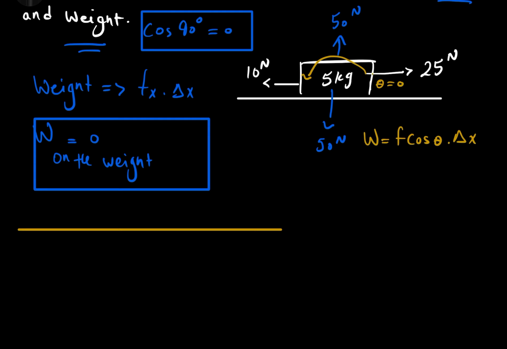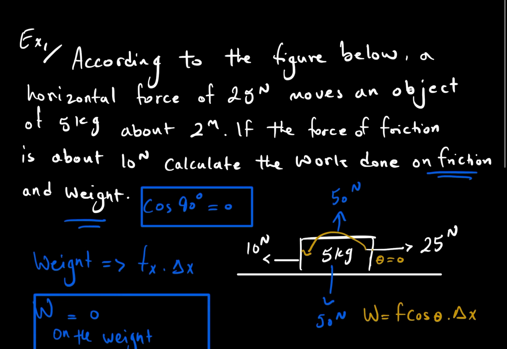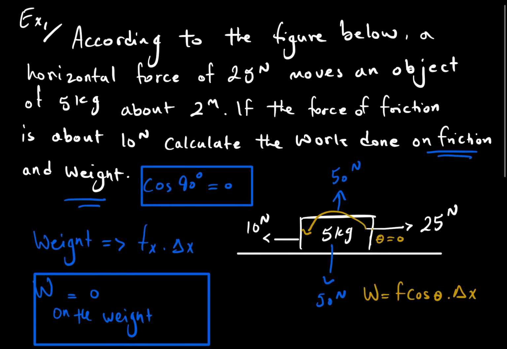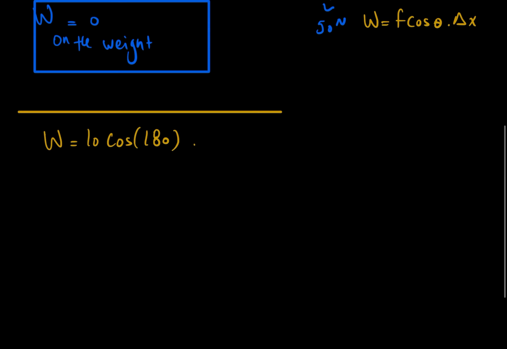All right, let's go ahead and calculate the work done on friction now. It's going to be the 10 newtons multiplied by the cosine of 180 times the change in displacement, which according to the question was 2 meters. So multiply that by 2. The work done on friction is simply 10, cosine of 180 is -1, and that's going to be multiplied by 2. So the work done on friction is simply -20 joules.